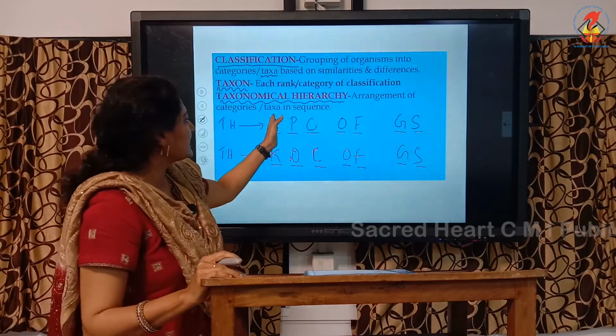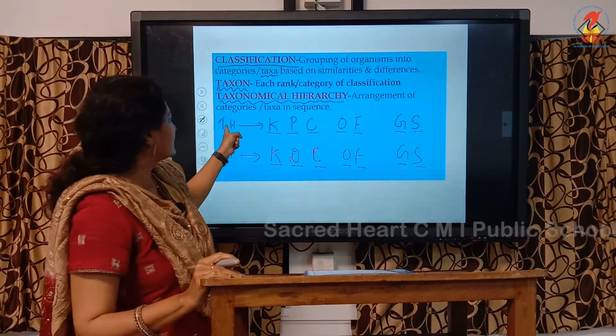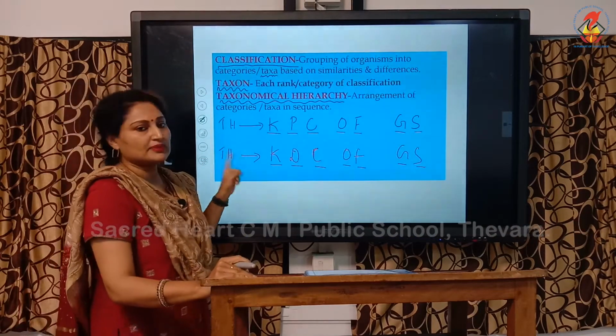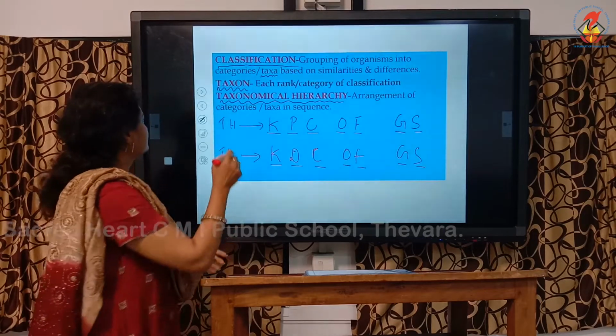These are the various taxa of this particular kingdom. This first one is indicating animal kingdom. The second case is indicating plant kingdom. I hope this is clear.